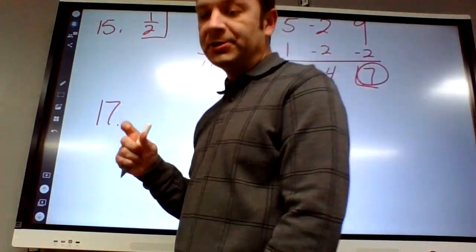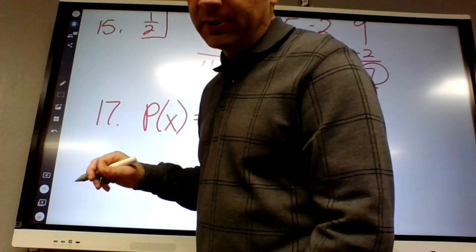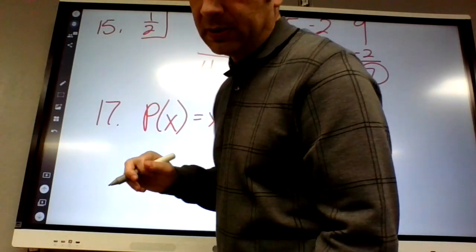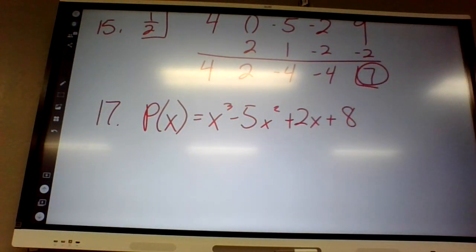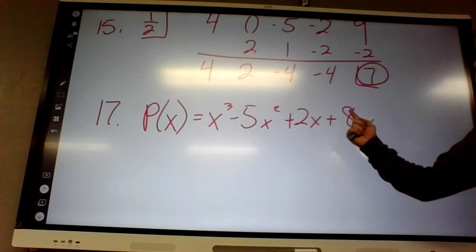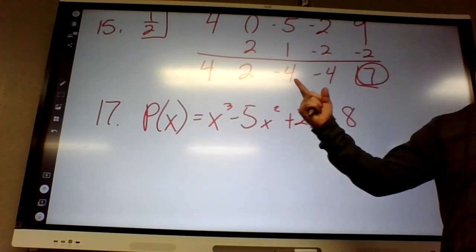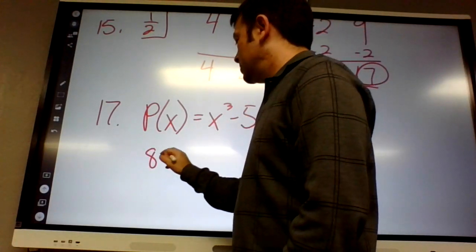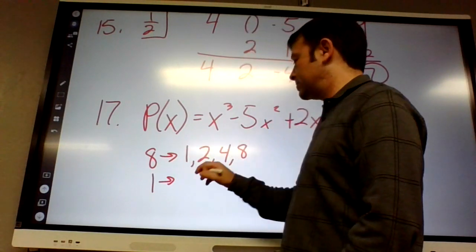What are the possible roots? I'm going to write all this down because I'm going to need to reference it. X cubed minus 5x squared. Okay, do you guys remember, how do we find the possible rational roots for this? The last over the first. Right, factors of 8 over factors of 1. These are called coefficients, by the way. Factors of the last coefficient and factors of the first. It's 1, 2, 4, and 8 over 1.